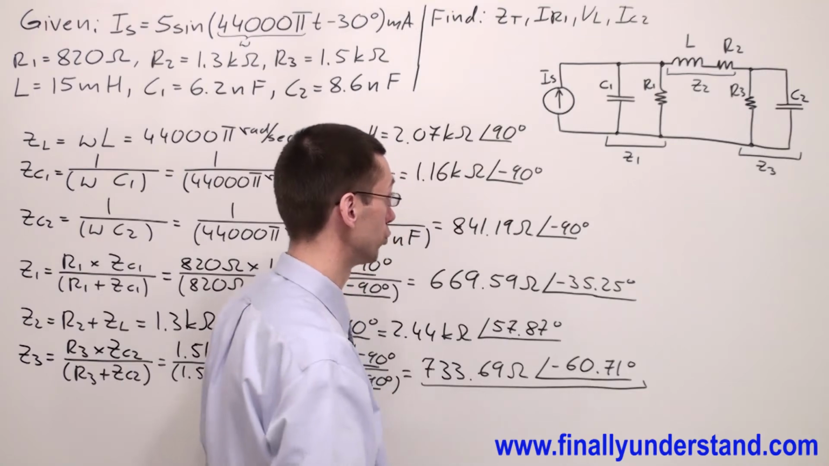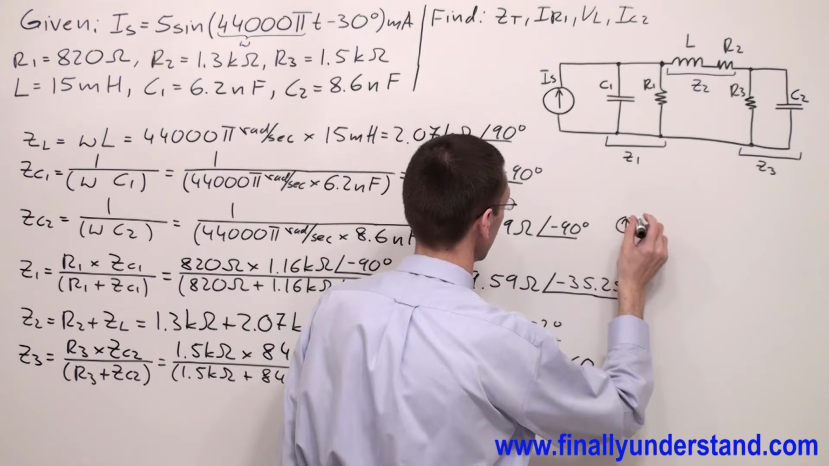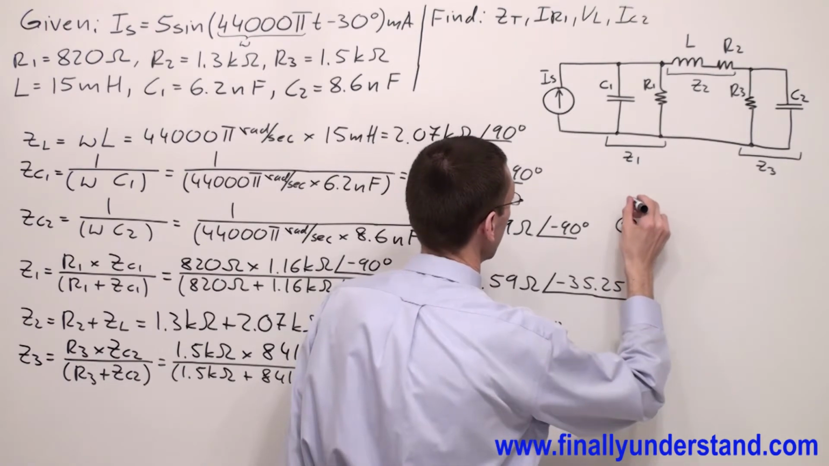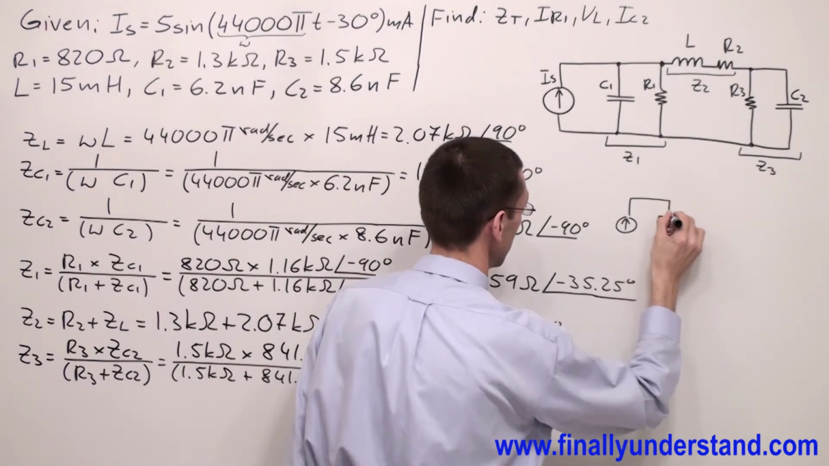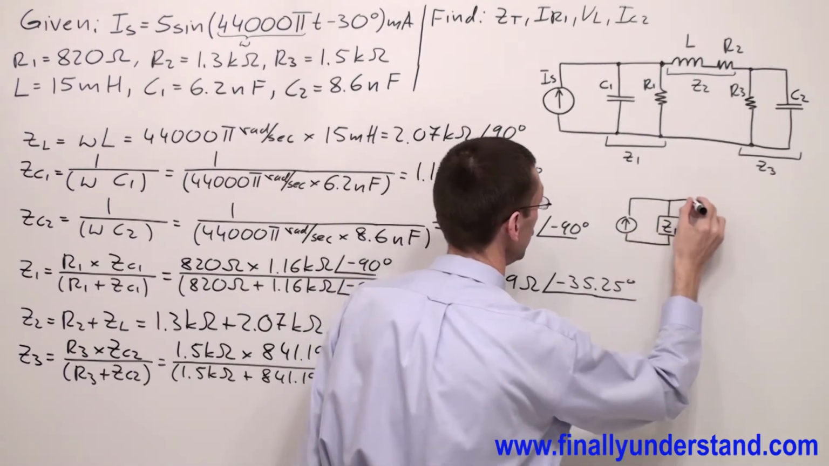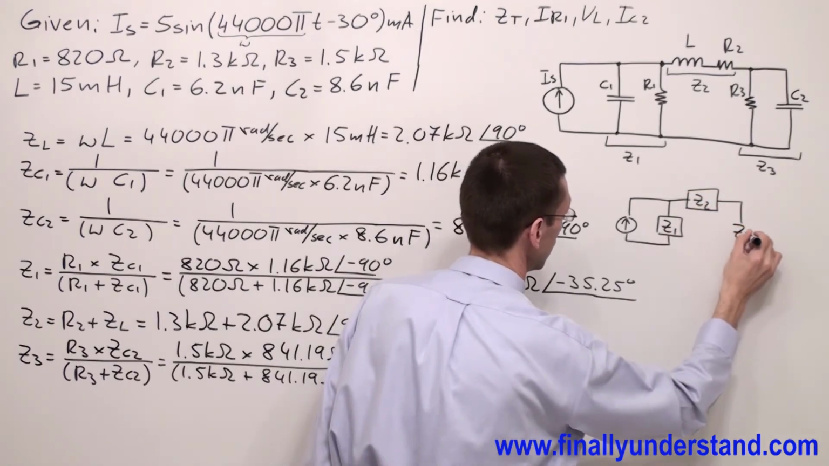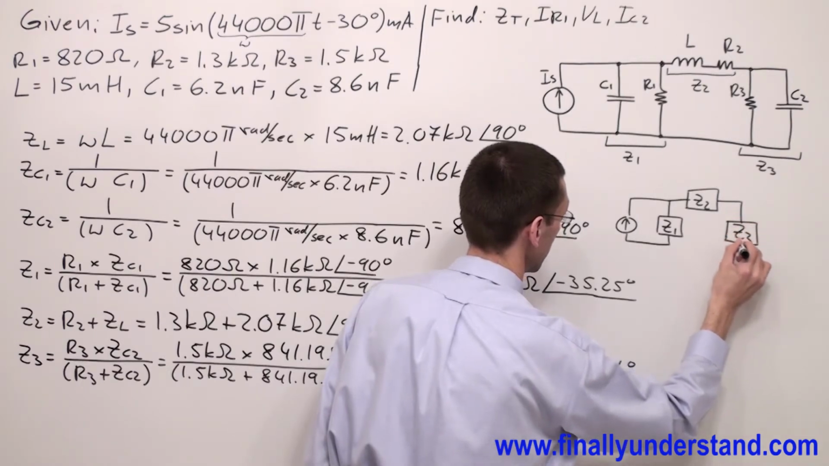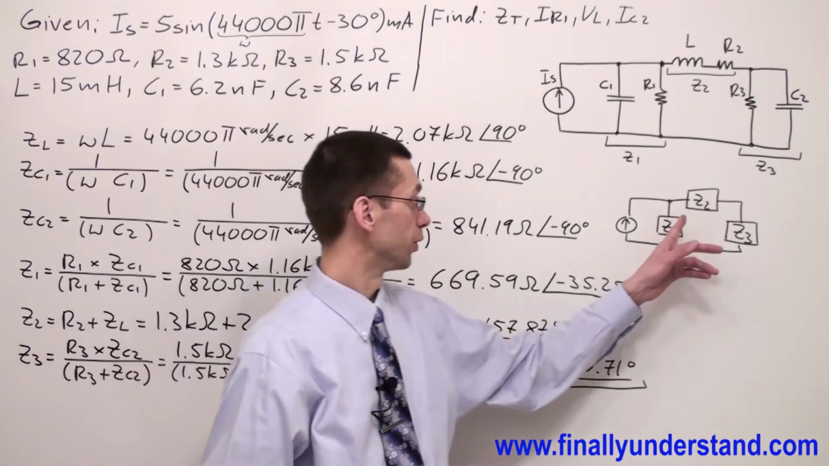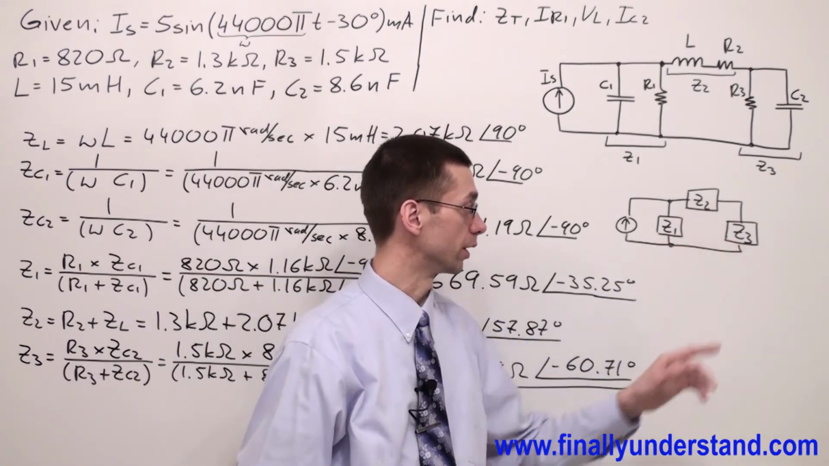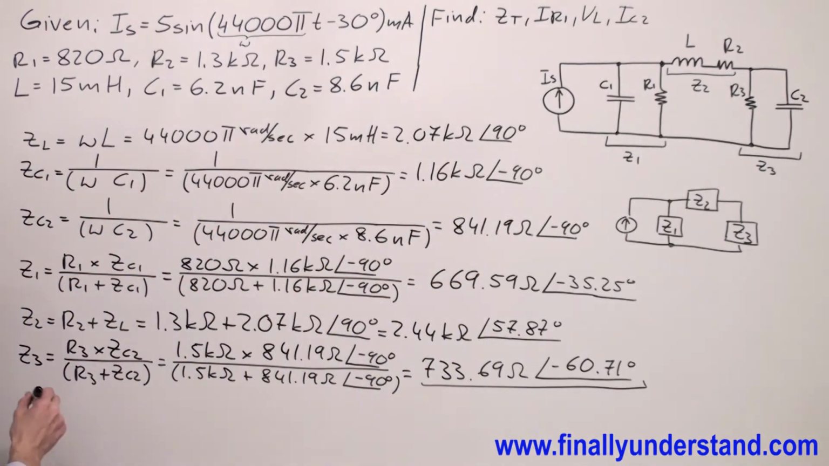Now we can redraw the circuit in order to look at this a little bit simpler. So I have the current source and I have Z1, I have Z2, and I have Z3. Okay, now we're supposed to find Z total. So please notice that Z2 and Z3 are in series. So right now I'm going to find Z23.